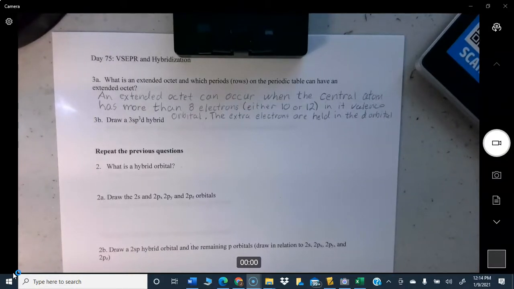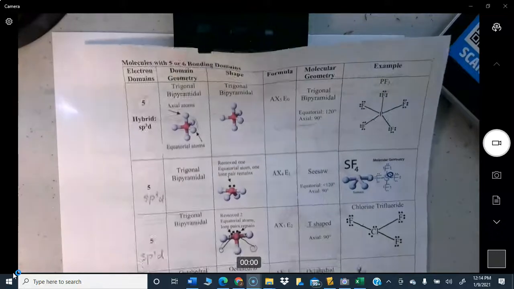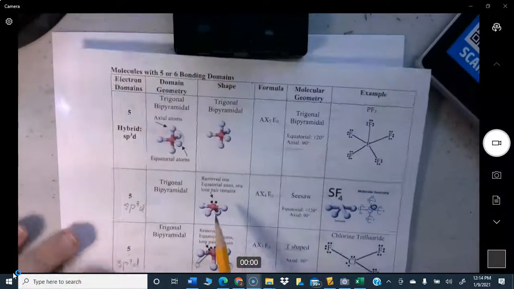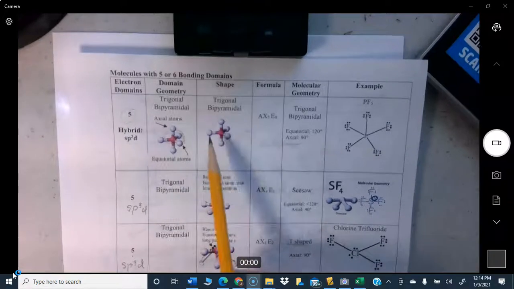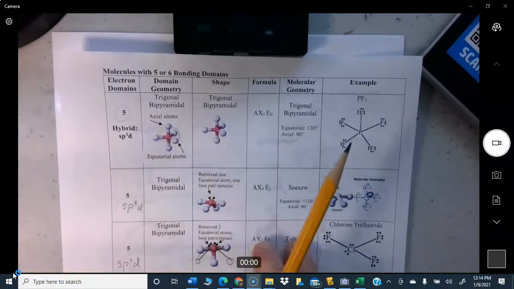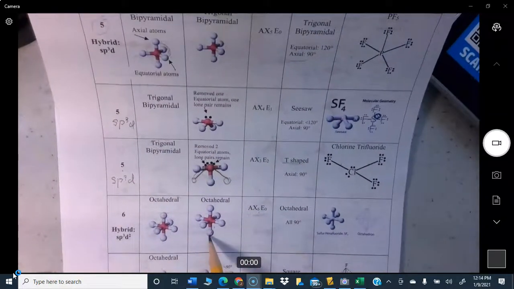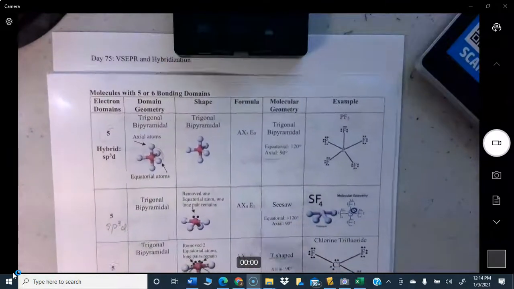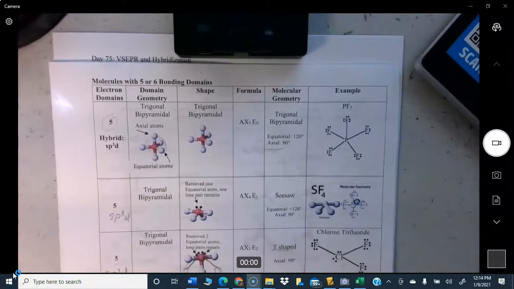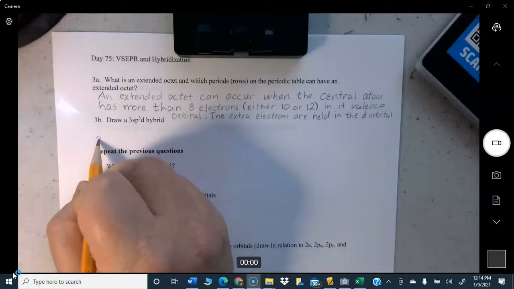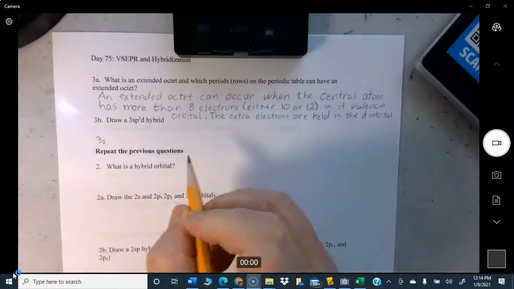Okay, draw a 3sp3d hybrid. Okay, let's find out where that is. So that's if you have 5 electron domains right here. And so here's the example. It would be trigonal bipyramidal if all 5 are bonding to something. This one you only have 4 bonding and 1 lone pair. This one you have 3 bonding and 2 lone pairs. But anyway, that's going to form an sp3d orbital. So let's go ahead and draw that. So now I have to make it a 3s, because there's no such thing as a 2s.